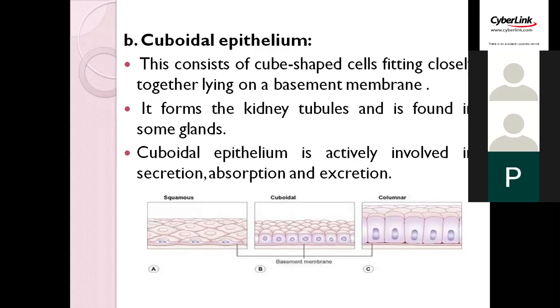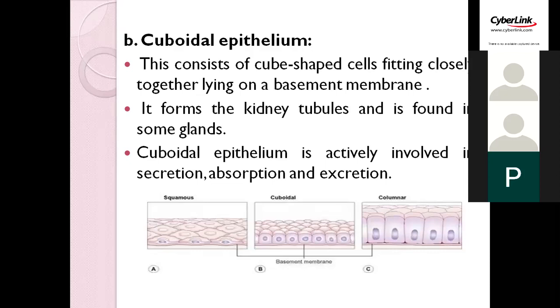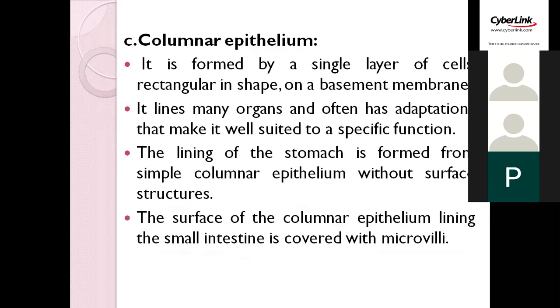So the next we will see is the columnar epithelium. The columnar epithelium is usually formed by a single layer of cells. If you can see from the third diagram, that is called columnar, and the columnar has a rectangular type of shape. It is also lying on a basement membrane, and it lines many organs and often has adaptations that make it well suited to a specific function.